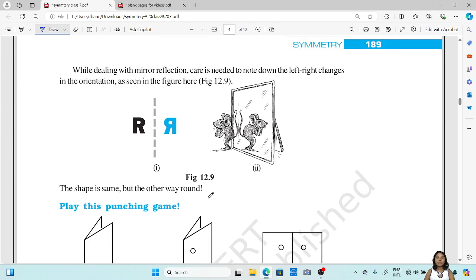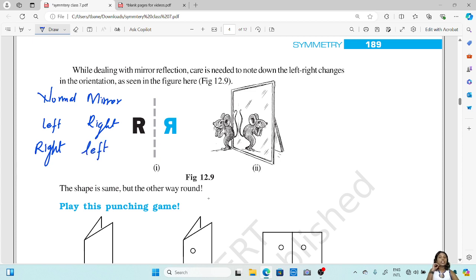Now while dealing with mirror reflections, care is needed to note down that the left and right change in orientation, as seen in the figure here. One thing we know about mirrors is that your normal left in the mirror is your right, and your normal right in the mirror is your left. So this we need to remember.